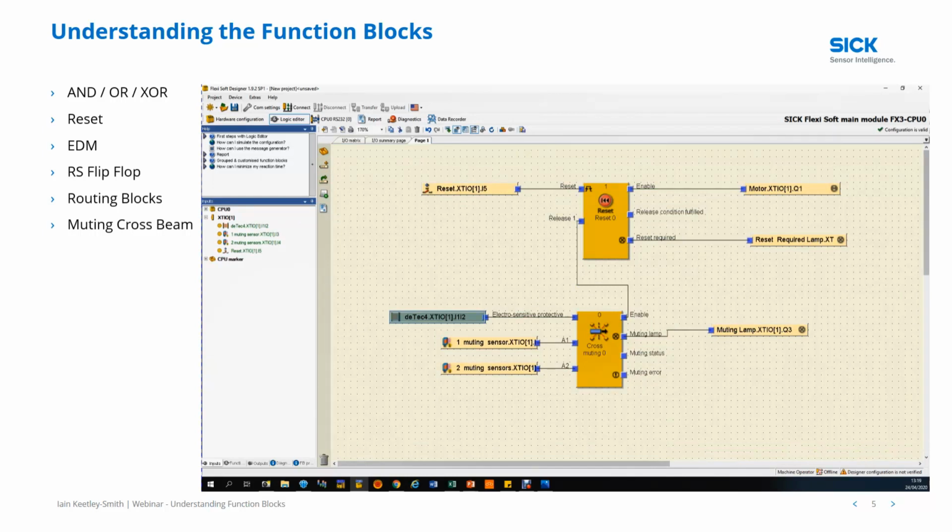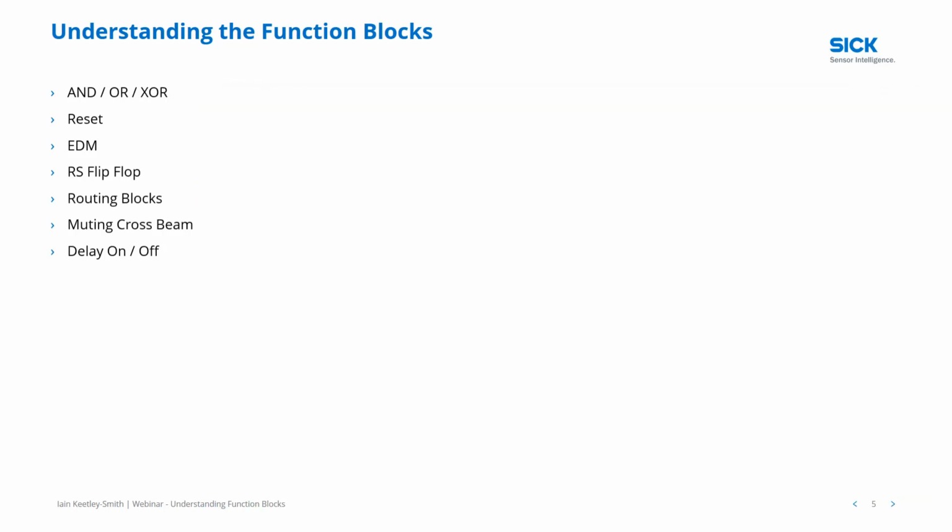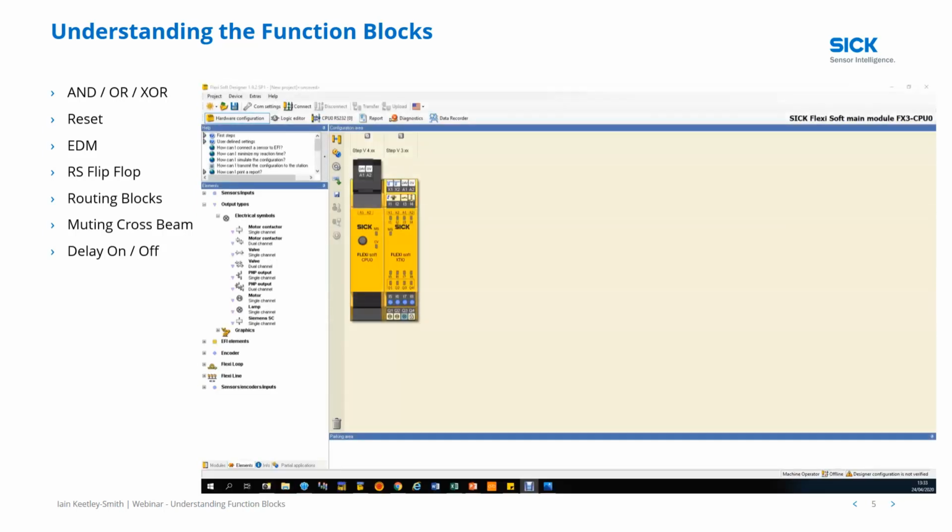As I say, there's other muting blocks available to you, and you can add more functionality into these blocks if need be, but for this purpose I just did a simple demonstration there. So that's our muting cross-beam function block. The next function block we're going to look at is the delay on and delay off.